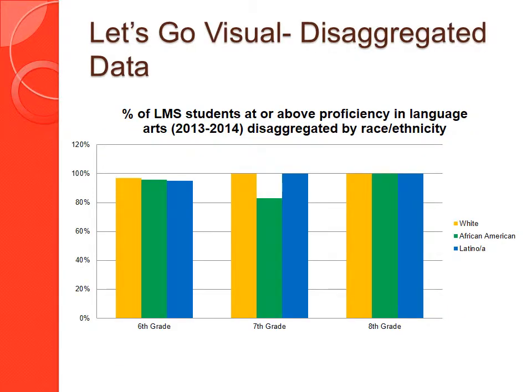Let's look at this data visually. Here again, you will notice the legend over to the right. The yellow is representing our white student population, the green represents our African American population, and the blue represents our Latino population. One thing I'm sure that your eye is quickly drawn to is the 8th grade. There, you're going to notice that 100% of all of those demographics are proficient or higher on the language arts portion of the CRCT. So 8th grade teachers are definitely doing something right.